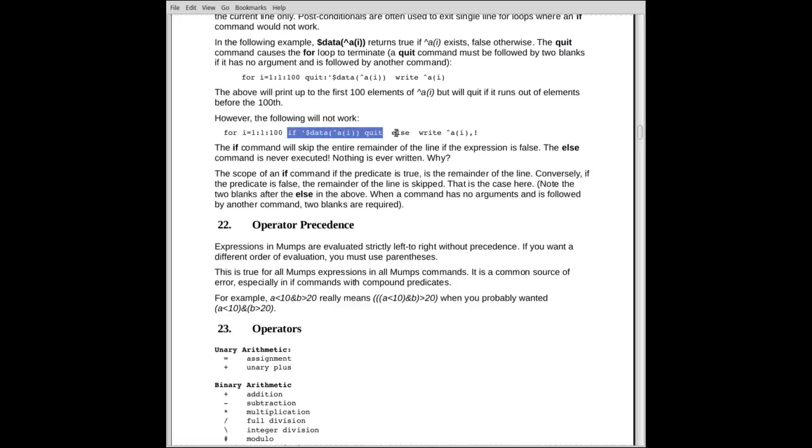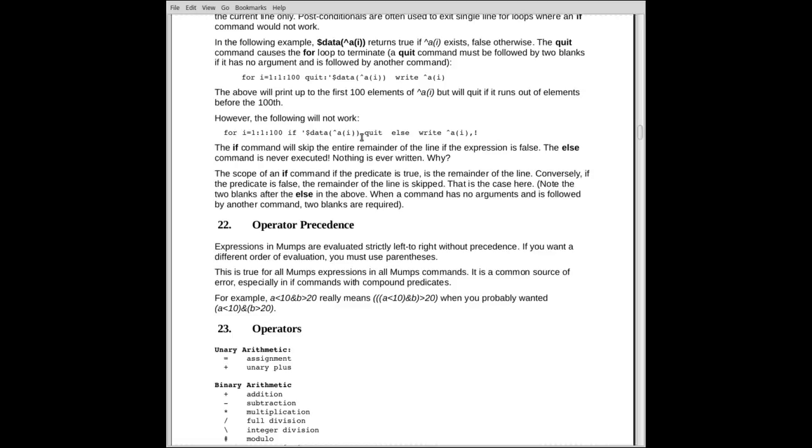And there is an else statement. There are the 2 blanks, by the way, after the quit, so that's legal. Then there's an else statement. Since else doesn't take any arguments, there are also 2 blanks after it. But it doesn't work that way. The scope of the if is the remainder of the line. So if the if is true, the entire remainder of the line is executed.